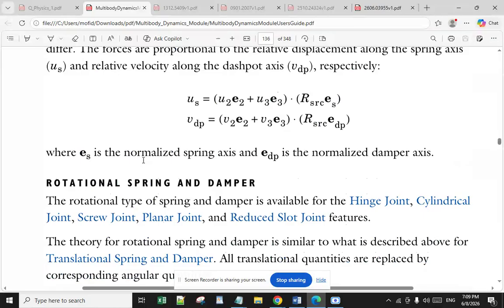Us is equal to U2 E2 plus U3 E3 multiplied by R source Us. Nu dp or damping is equal to nu2 E2 plus nu3 E3 multiplied by R source damping, where E spring is the normalized spring axis and E damping is the normalized damper axis.